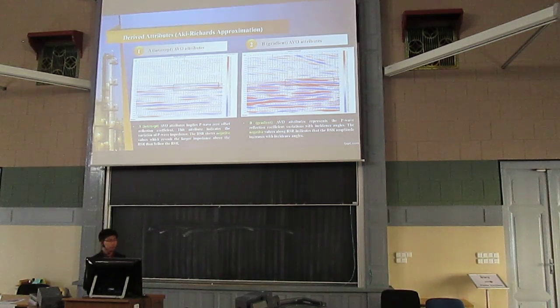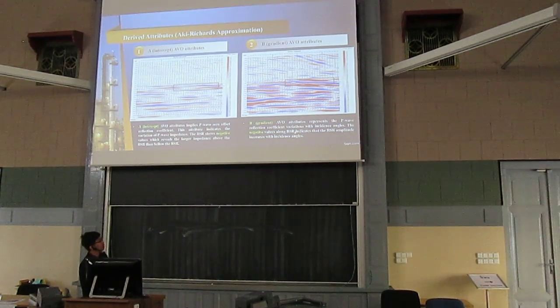From these results, we can see that the blue line represents the BSR or the target zone, and we have a negative value, which means that the impedance above the BSR is larger than below the BSR. And the second figure, which is the gradient, represents the P wave reflection coefficient variation with the offset. We also got a negative value, which means that the BSR amplitude increases with the incidence angle.